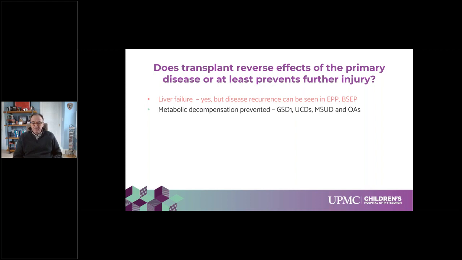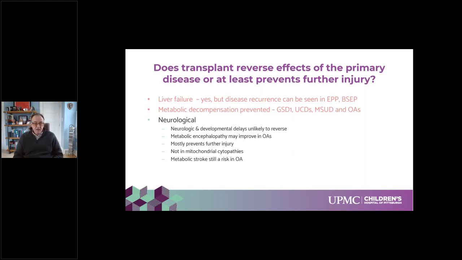Are we preventing metabolic decompensations? That certainly is true in glycogen storage disease type 1, urea cycle disorders and organic acidemias. But we rarely reverse any of the developmental delays or neurological defects that exist, but hopefully we can prevent further ones occurring. Rarely you see a child with a metabolic encephalopathy that may improve a little with the transplant.